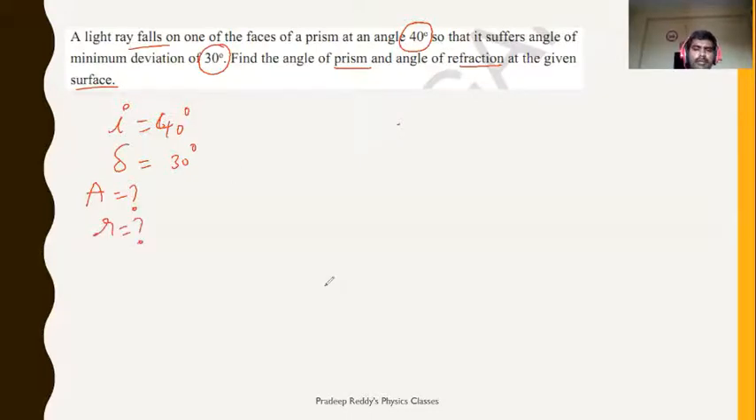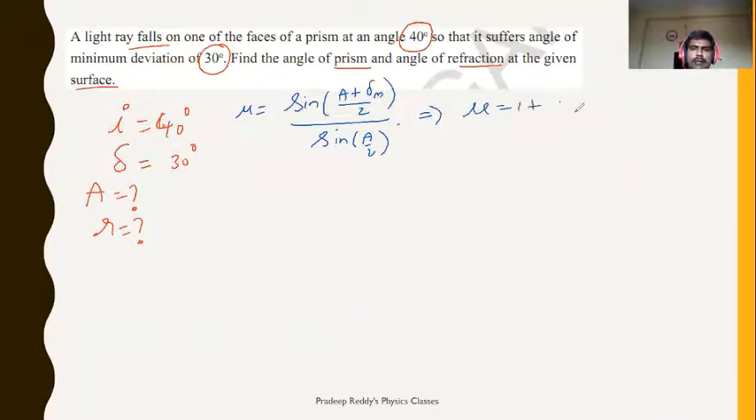Now we will be using the basic formulas which we have derived. We know refractive index mu is equal to sine of (A plus delta m) divided by 2 by sine of A by 2. For small angles, sine can be cancelled, and 2 and 2 get cancelled. From here you can write mu is equal to (A plus delta m) divided by A. So mu minus 1 is equal to delta m divided by A. I want to find out A. A is equal to delta m divided by (mu minus 1).